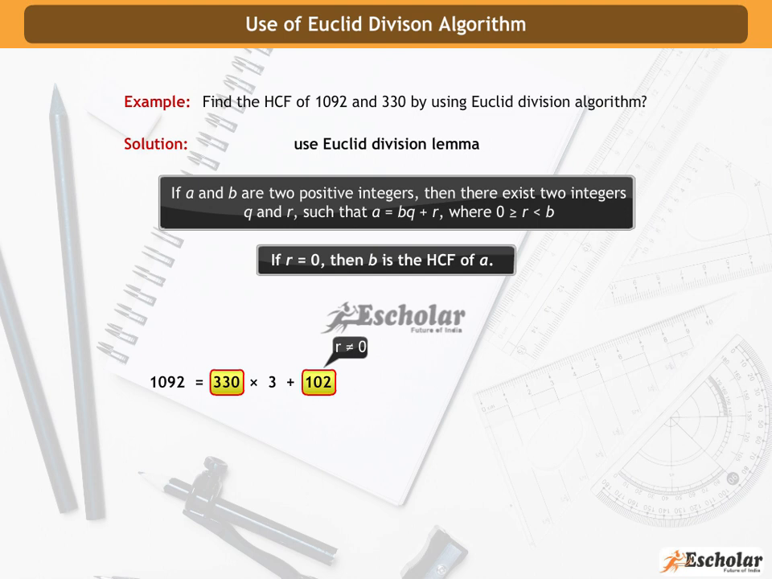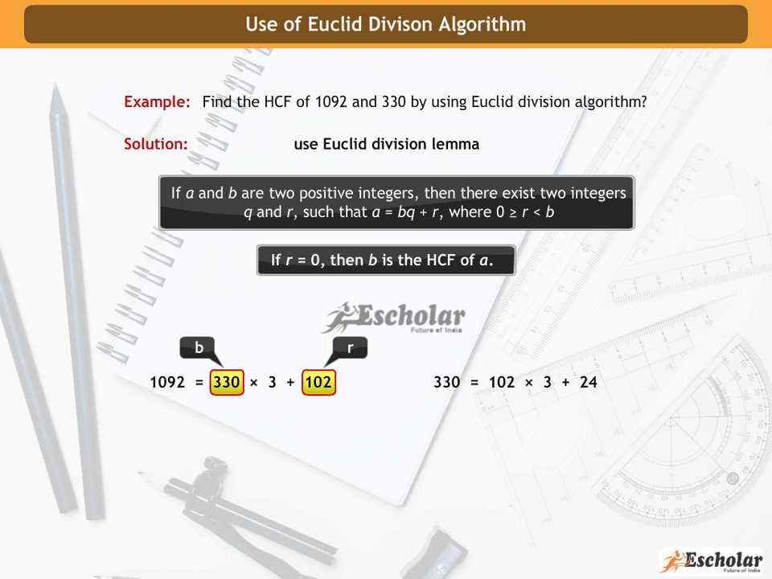What do we do now? We move to the second step. That is, we again apply the Euclid's division lemma for b and r. Now b is 330 and r is 102. So now we apply Euclid's division lemma and we get 330 is equal to 102 into 3 plus 24.